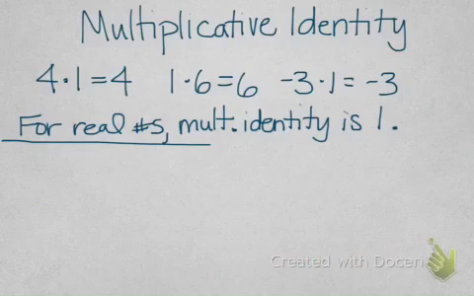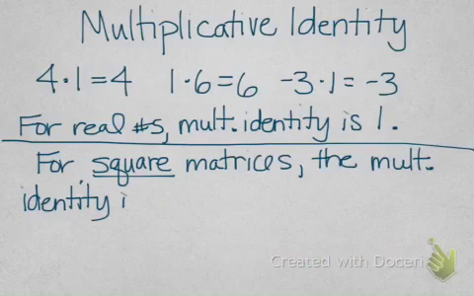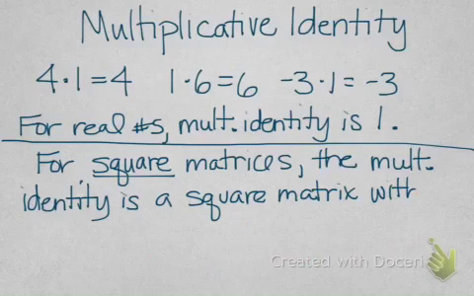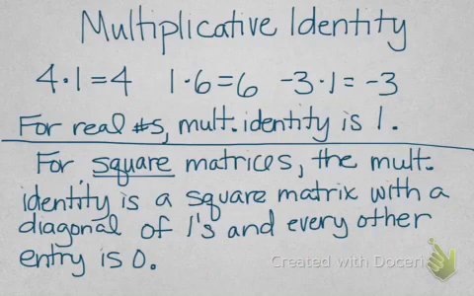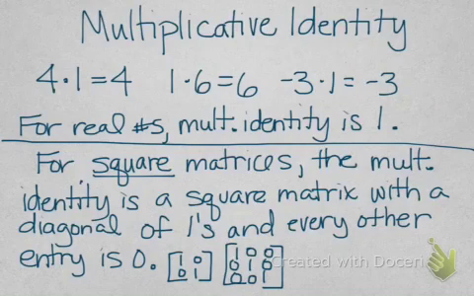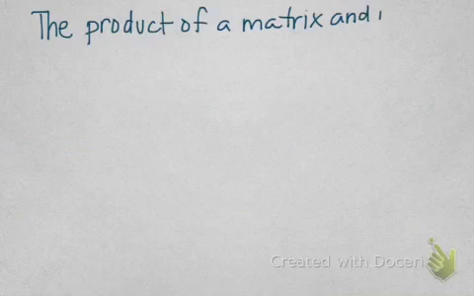So for matrices, you only have a multiplicative identity for a square matrix. And for square matrices, the multiplicative identity is a square matrix with a diagonal of 1s, and every other entry is 0. The diagonal goes from left to right, top to bottom. And so a 2 by 2 matrix looks like this. This is the identity matrix. A 3 by 3 looks like this. A 4 by 4 is going to look like this, and so on. So the product of a matrix and its identity is always going to be that matrix.